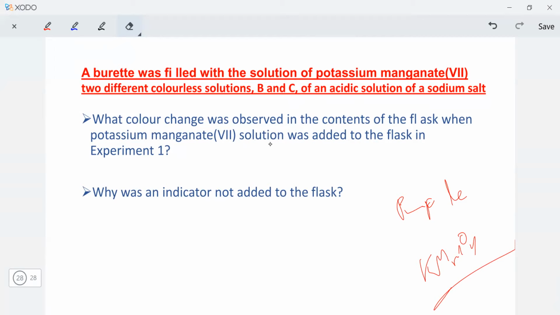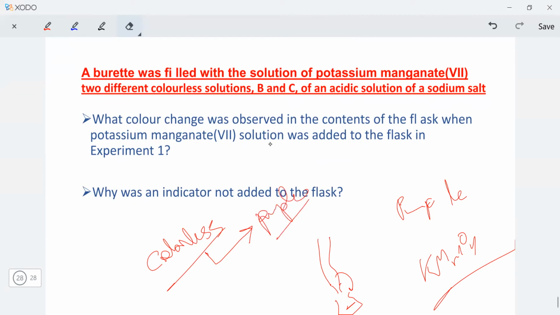So what color change would you observe? Whenever you start dropping the potassium manganate into the conical flask, the purple color will change once it drops in. It's going to be colorless, so the color in the conical flask is colorless. At the end point, one drop of the potassium manganate is going to turn it into purple. So the color change during titration using potassium manganate is from colorless into purple.